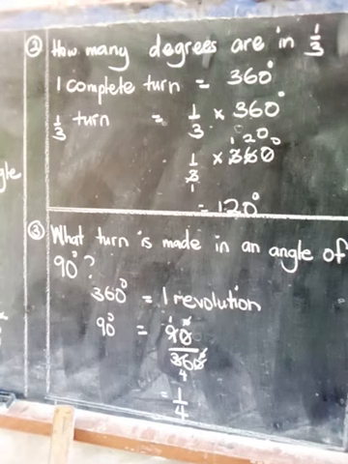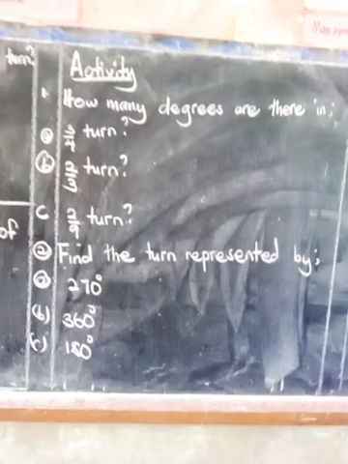After seeing all those examples, children, can you try and do for me this activity. Number 1 is saying, how many degrees are there in A, 3/4 turn? B, 2/3 turn. C, 2/9 turn. Then number 2, find the turn represented by 270 degrees, 360 degrees, and lastly 180 degrees. When they talk about turn, remember I said it's a fraction.